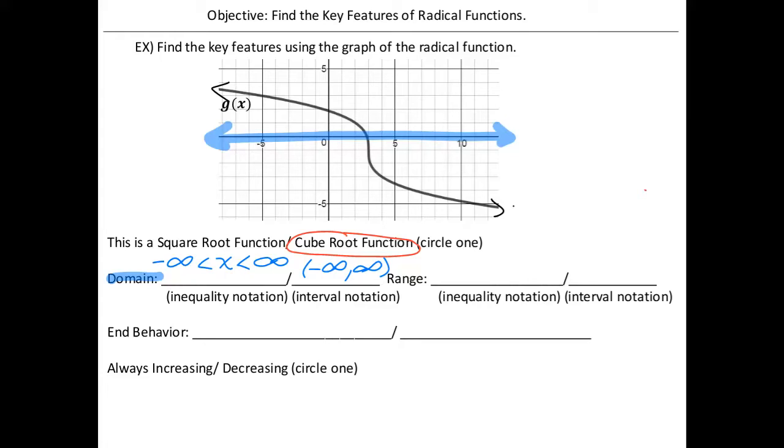The range is going to be the same, except I'm changing it to a y instead of an x. All real values. So negative infinity, less than y, less than positive infinity, with parentheses on the ends. Those are always going to be the same.